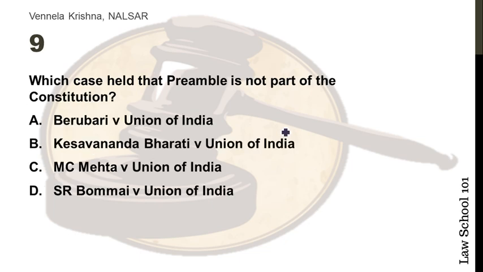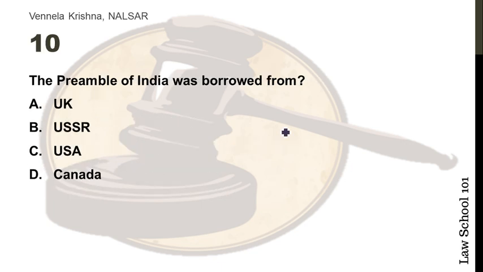Question number 9. Which case held that the preamble is not part of the Constitution? A. Berubari versus Union of India, B. Keshavananda Bharati versus Union of India, C. M.C. Mehta versus Union of India, D. S.R. Bommai versus Union of India. Question number 10. The preamble of India was borrowed from A. UK, B. USSR, C. USA, D. Canada.